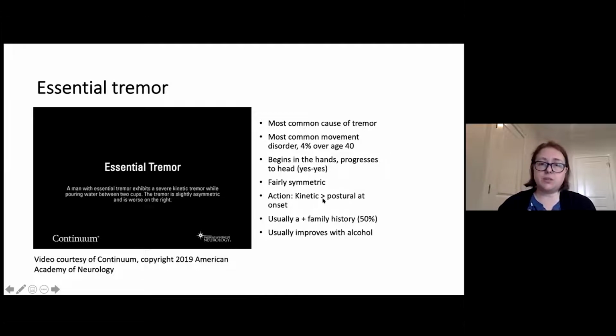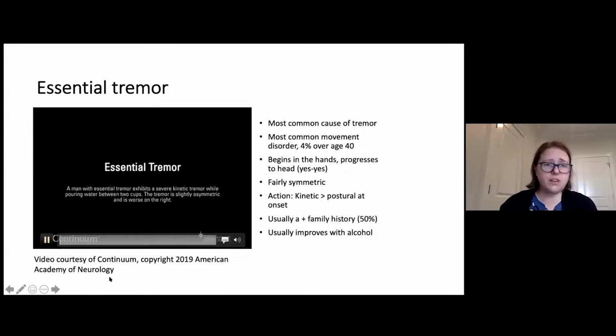It's an action tremor that's usually kinetic more than postural at onset, although there can eventually be a big postural component. There's usually a family history, and it usually improves with alcohol, just like in our patient. I would caution you that many types of tremor improve with alcohol because most types of tremor are worse with stress. And so, alcohol as an anxiolytic can actually improve quite a lot of kinds of tremor.